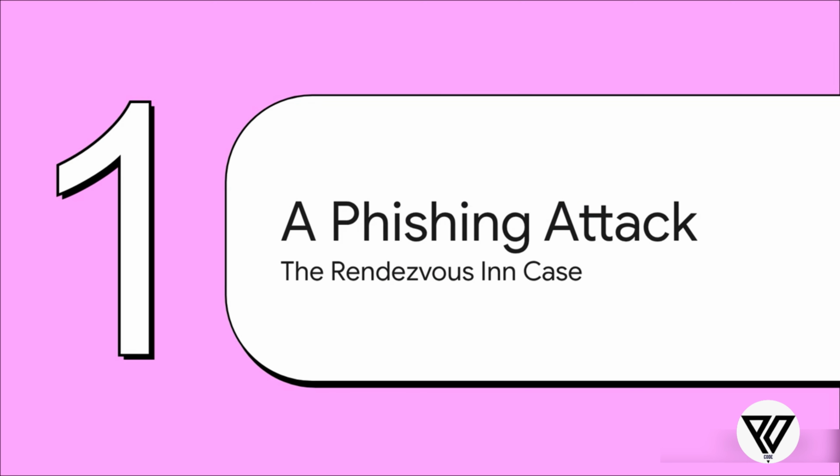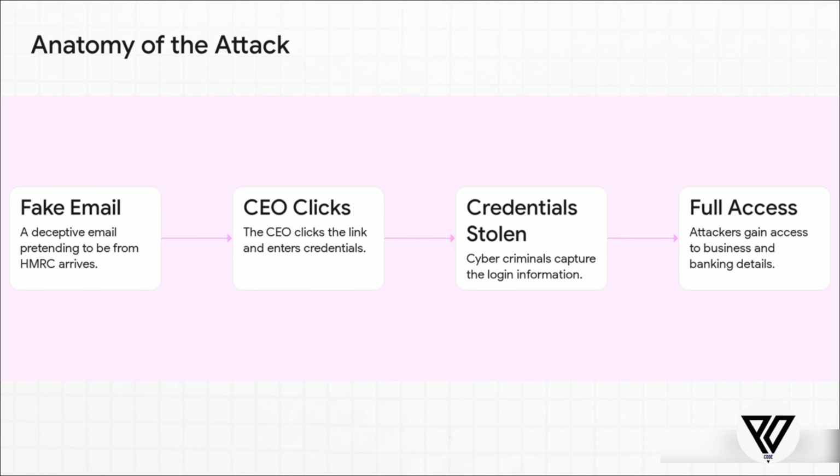So let's dive right into our case study, the Rendezvous Inn. It's a small hotel that, one day, found itself facing a catastrophic and very, very expensive problem. What happened was a classic phishing scam. It's a simple trick, really, but it unfolded in 4 absolutely disastrous steps. First, an email pops up that looks like it's from HMRC, the tax office. The CEO, thinking it's legitimate, clicks the link and types in their login details.